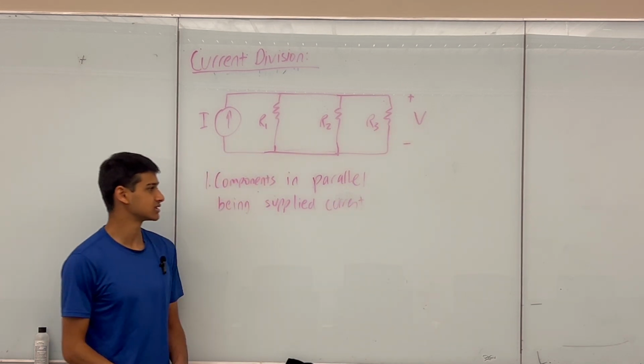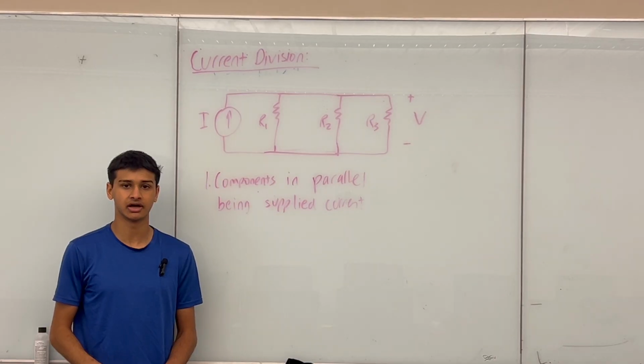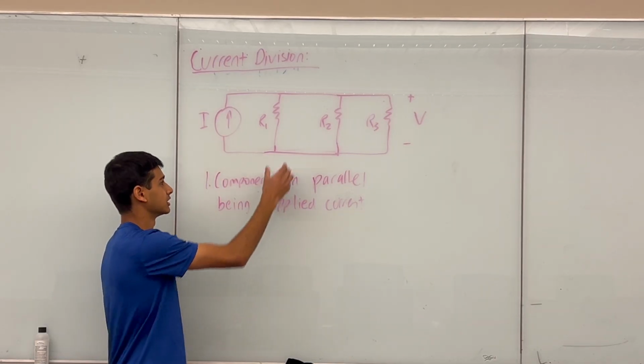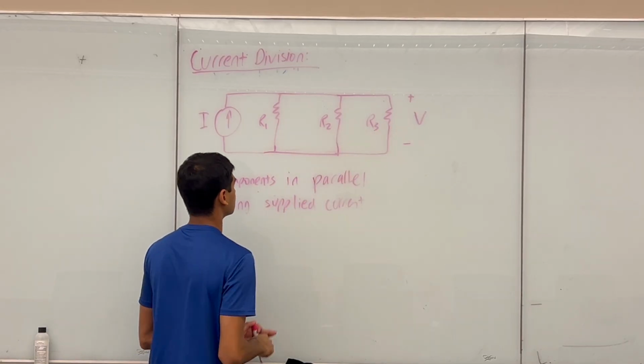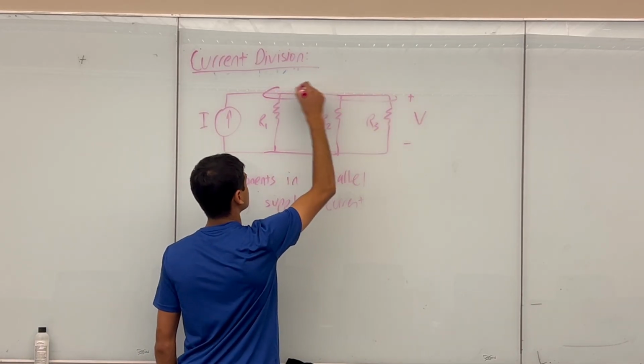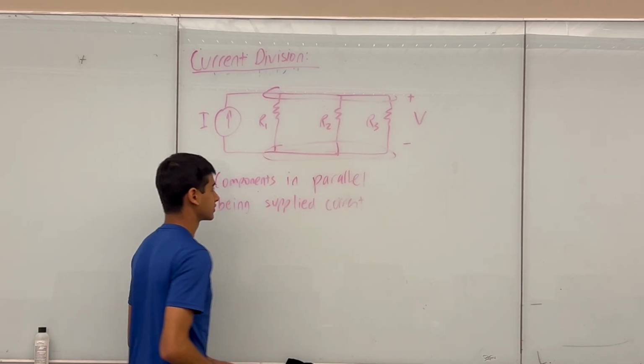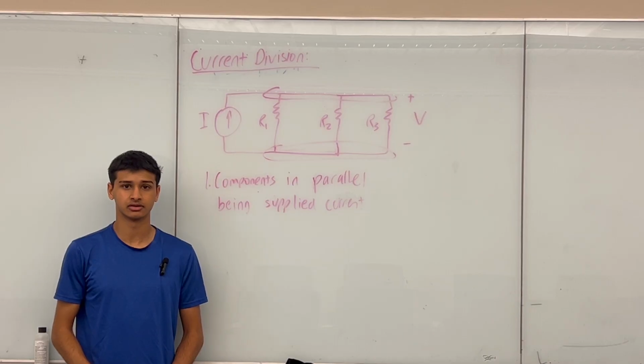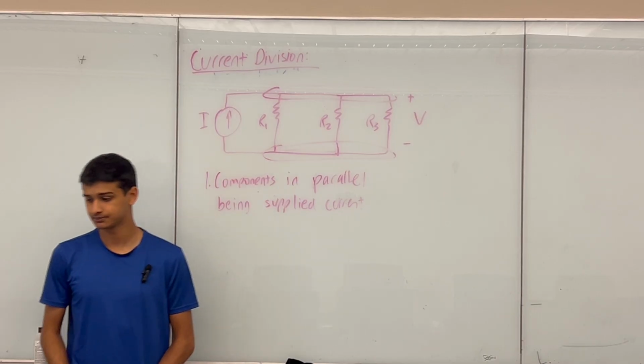And all that means is that the components that you're dividing the current among have to be in parallel, in other words, they have the same voltage across them. They're connected to the same two nodes, as I've shown here. So those are the requirements for current division. I'm going to be going over the derivation for the formula now.